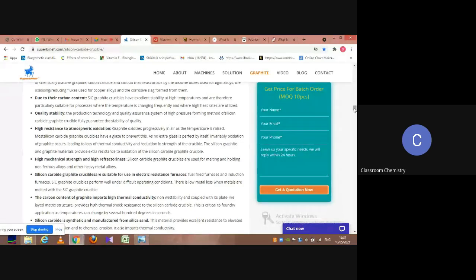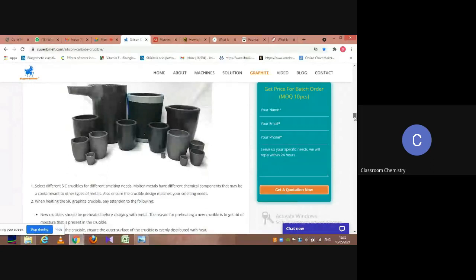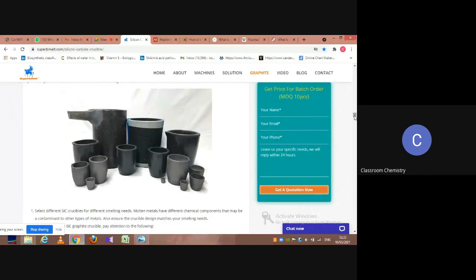Next one is that silicon carbide graphite crucibles are suitable for use in an electrical resistance furnace. म्हणजे जिथं जिथं आपल्याला हाय टेम्परेचरचं अडचण येते त्या ठिकाणी आपण हे क्रुसिबल्स किंवा हे मटेरियल्स वापरू शकतो. Okay, so these are the properties, खूप सारे आहेत. So these are some images of the crucibles of different sizes, from very small to larger ones. You can prepare any size of the crucibles as per the requirement.